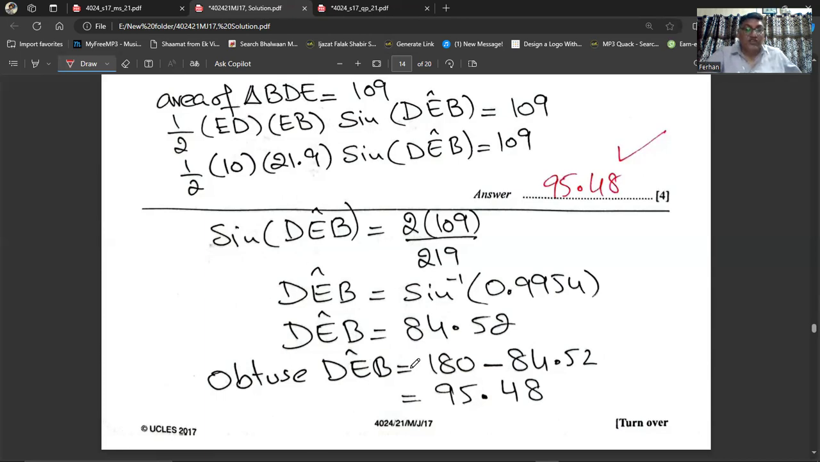If you see, this angle is acute, but the angle DEB is obtuse. So how do you find the obtuse angle? Whenever you do the sine inverse from a calculator, the calculator always gives you an acute angle. It never gives you an obtuse angle in the case of sine inverse. So if you want the obtuse angle, you will have to do it manually. I'm going to do 180 minus that acute angle. So 180 minus 84.52, and that will be 95.48.